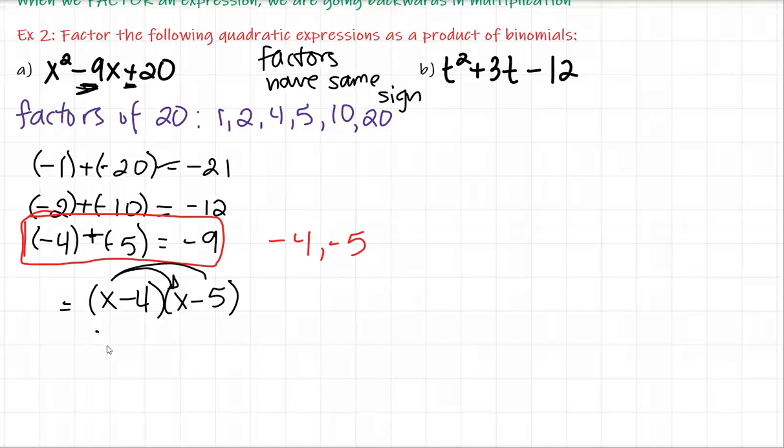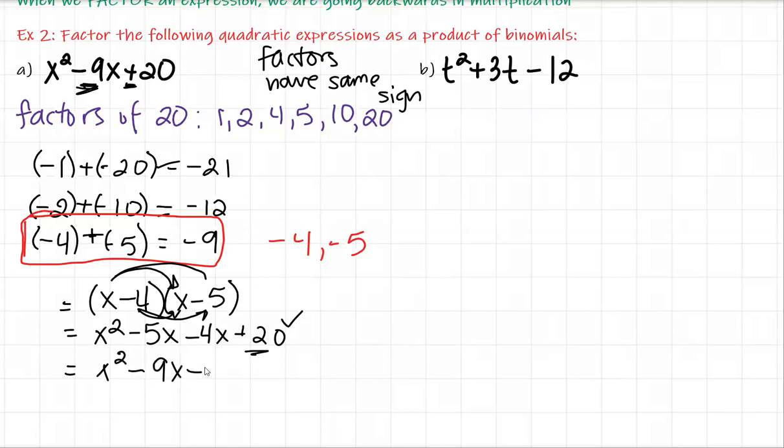X times x is x squared. X times negative 5, that's negative 5x. Negative 4 times x, that's negative 4x. Negative 4 times negative 5, that's positive 20. All right, so right off the bat, we see that the positive 20 is good. We got that from up here. But now, does it satisfy the negative 9x? Negative 5x minus 4x? Yes, it does.